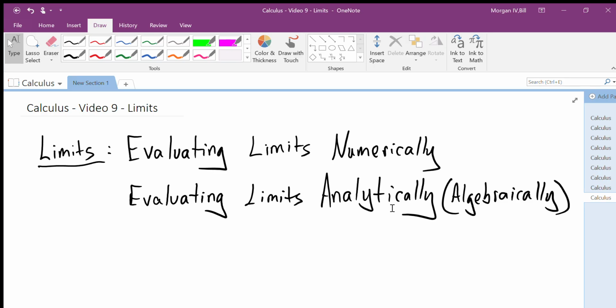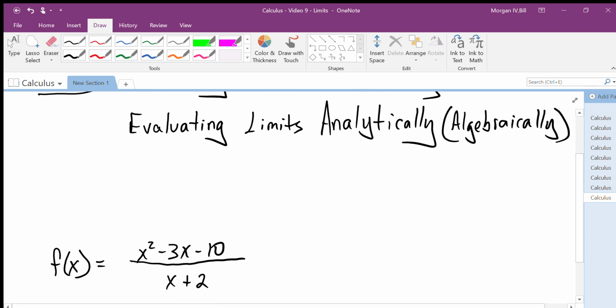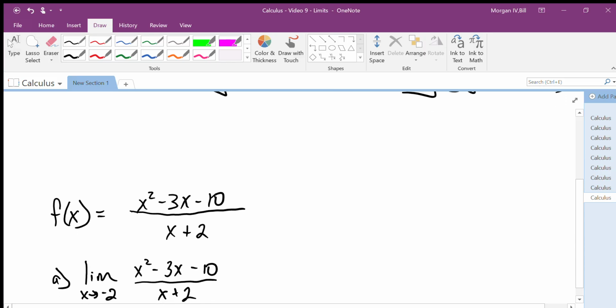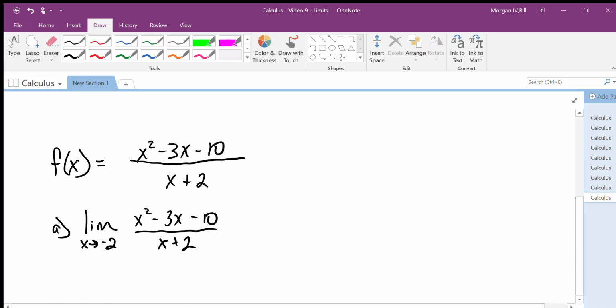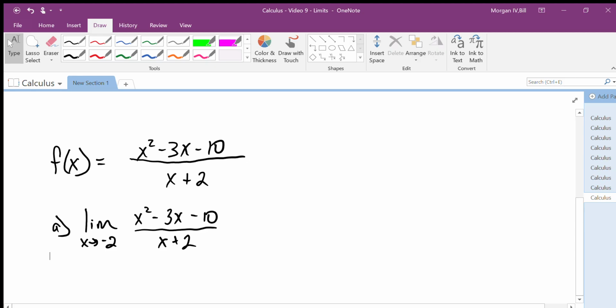So we'll just start with an example. In this case, function f of x is equal to x squared minus 3x minus 10 divided by x plus 2. So you have some rational function here. And what we want to know is, what is the limit as x approaches negative 2 of x squared minus 3x minus 10 divided by x plus 2?